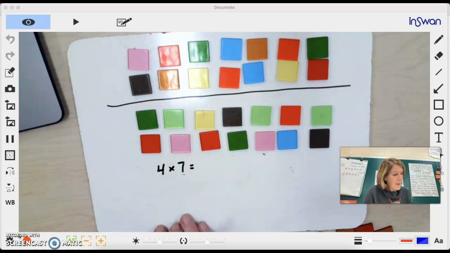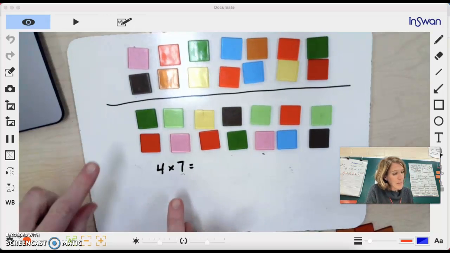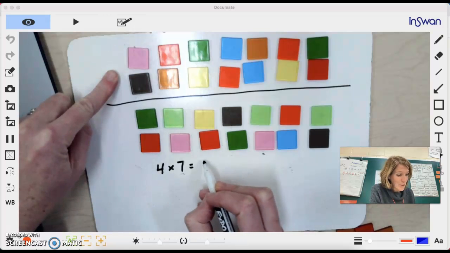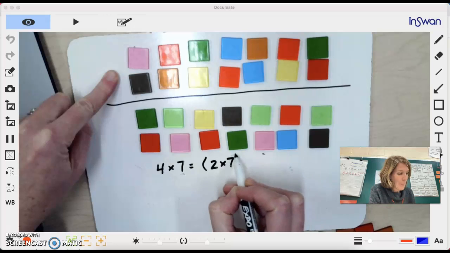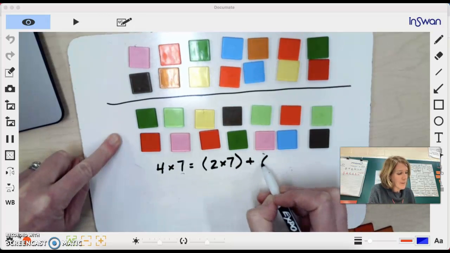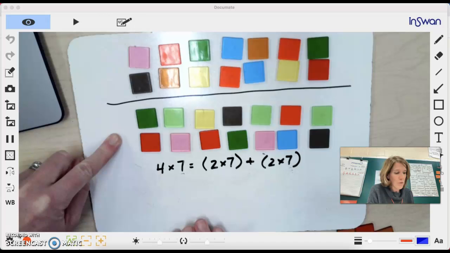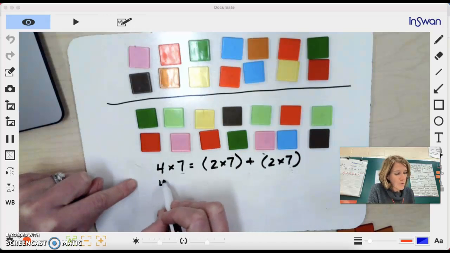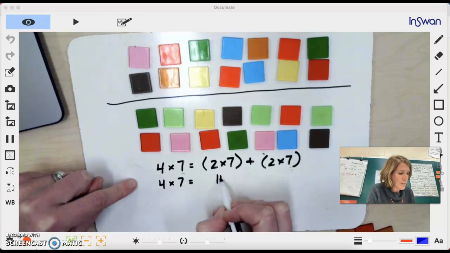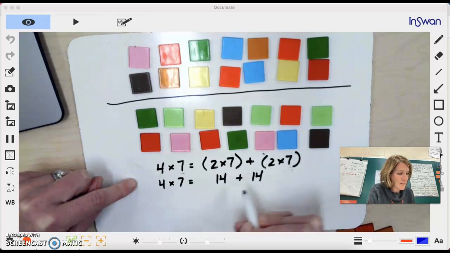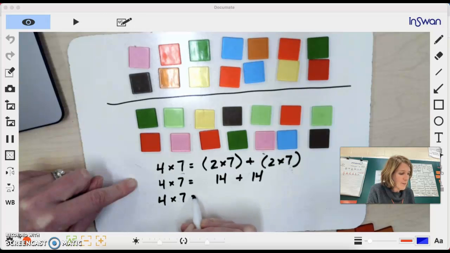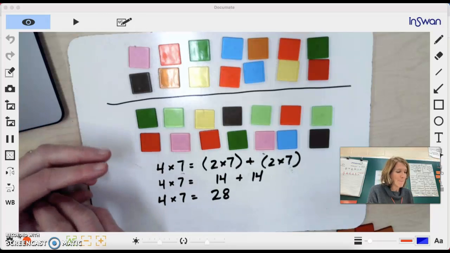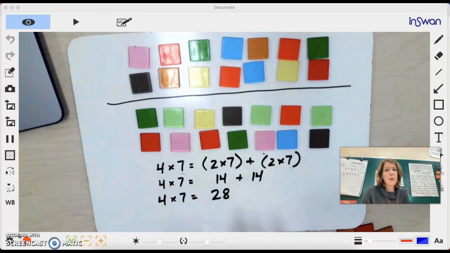Zoop. Okay? So now I'm saying 4 times 7 is equal to, what's this one? 2 times 7 plus, what's this one? 2 times 7. 4 times 7 is equal to 2 times 7 plus 2 times 7. So 4 times 7 is equal to 14 plus 14. So 4 times 7 is equal to 28. See that?